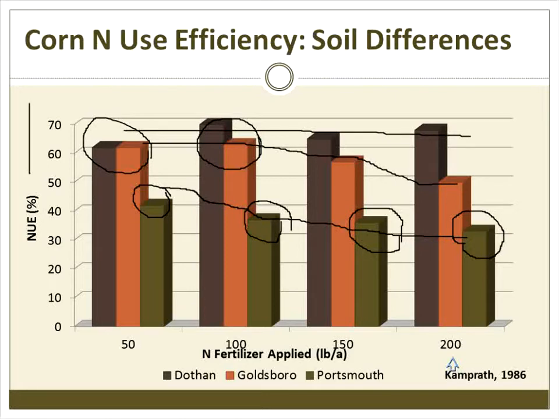So the amount of fertilizer that you add is going to affect how much nitrogen your crop can use. Whether or not you manage it with water is going to determine how much nitrogen your crop can use.